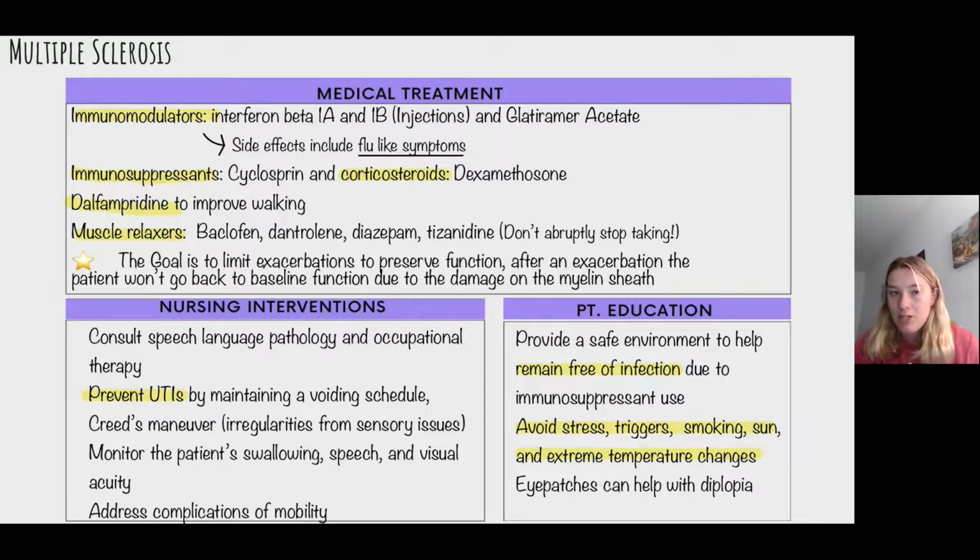So what is our goal for these patients? They're going to be on immunosuppressants. So what do we need to do? Teach them how to stay safe. This disease also is characterized by exacerbations and remissions. So how do we limit exacerbations? Avoid stress, triggers, smoking, sun, and extreme temperature changes.